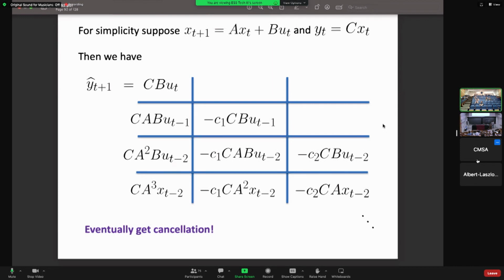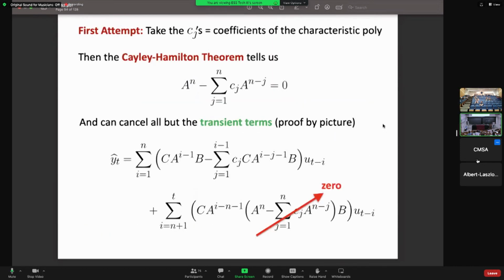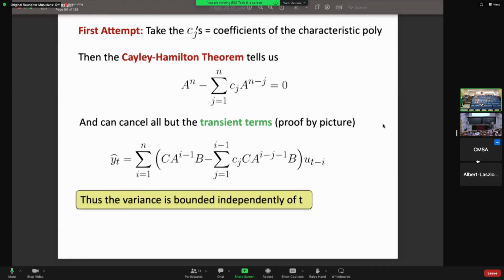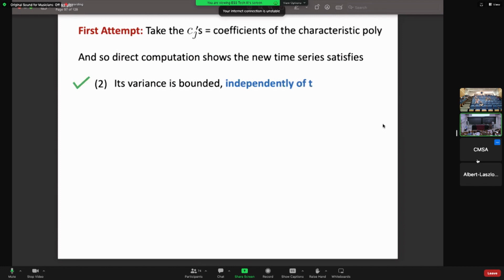So the important thing is that if you work this out, what you get is an expression in which you group together the transient terms that have a small number of components to them, and you have some much bigger expression that has to do with the much further back UTs, and all of the latter go away. So you're left with some expression which now has variance which is bounded independently of t because there's only n squared terms. So it's something extremely natural to try this strategy. So the variance is bounded independently of t. That's great. We engineered a better time series using the Cayley-Hamilton theorem.